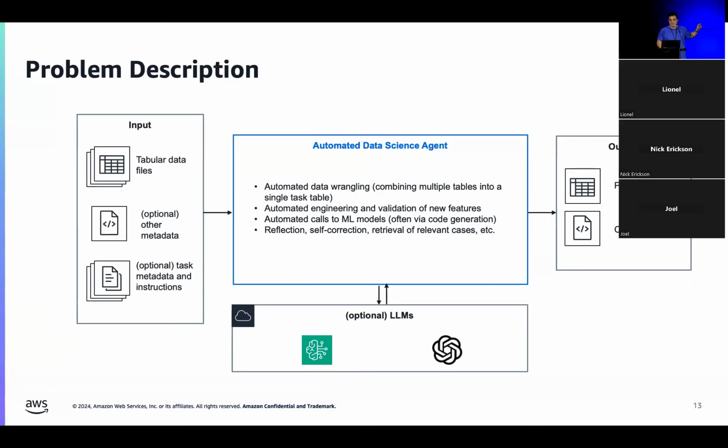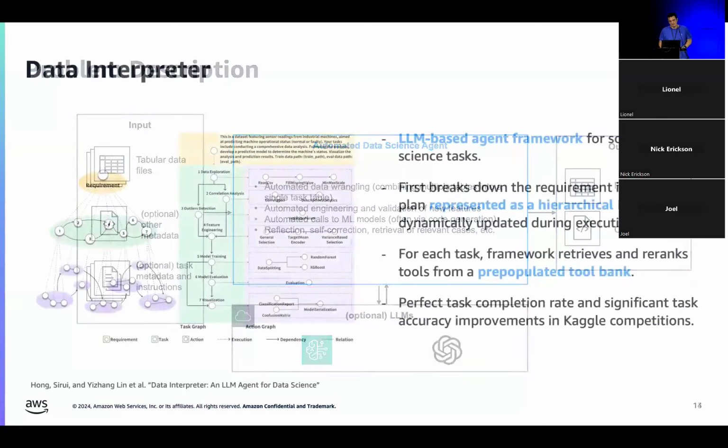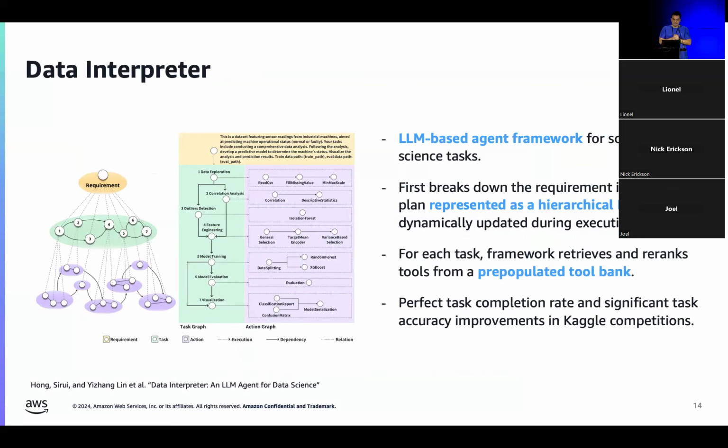Again, going by the Kaggle example, we would take the Kaggle competition and we would output the submission file of the Kaggle competition along with maybe the code that was used to generate that. One work I will cite in this area, one of the first to come out, was called Data Interpreter. This is an LLM-based agent framework for data science tasks. And what they do is they break the task down using the LLM and, of course, specific prompts. They break the task down into a hierarchical DAG of a plan.